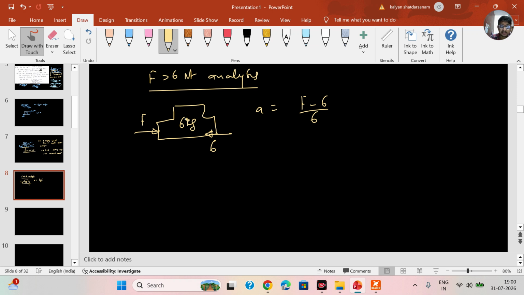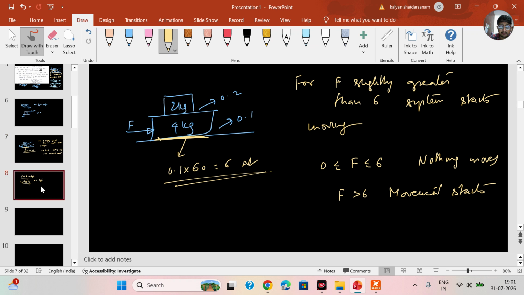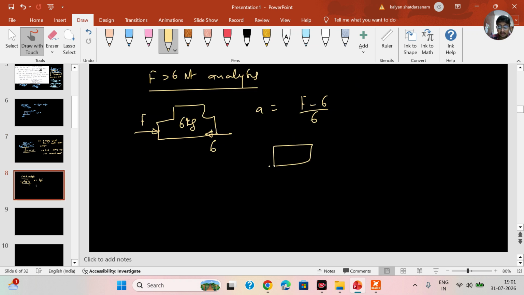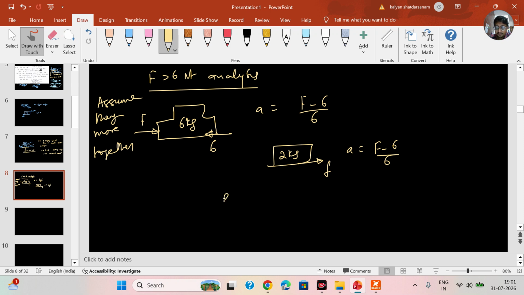Using the combined acceleration, let's get the friction between the blocks. I'll take the upper block, the 2 kg block. There is a static friction on it. I am assuming they move together. So acceleration, we have found the combined acceleration. Let's apply Newton's laws. Net force is mass into acceleration. That is (F minus 6) by 3.